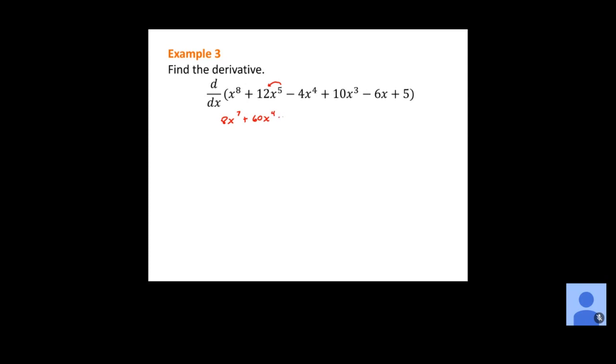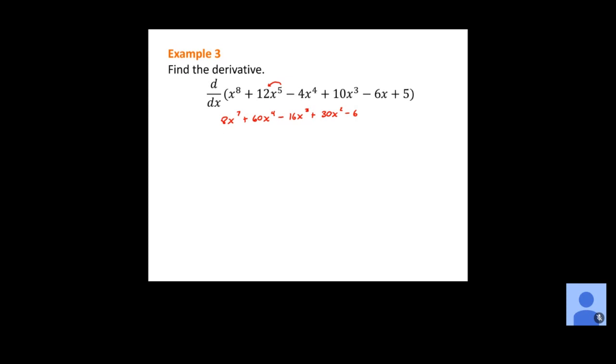Then we have minus. What about 4x to the fourth? It's going to be 16x to the third. Good. Plus, what about 10x cubed? It's going to be 30x squared. Minus, what's the derivative of 6? It's just going to be 6, right? So minus 6 in this case. And then what's the derivative of 5? 0, right? Because the derivative of a constant should always be 0. And so we can just ignore that term altogether when we're finding our derivative. And we're done. That's our derivative.